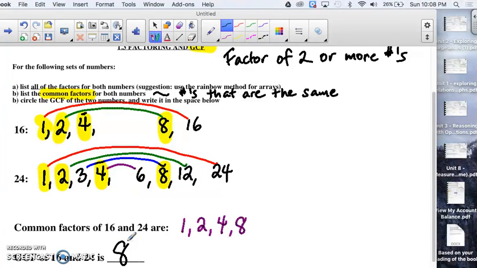Now, I encourage you to follow the same method that I did here for the example of 16 and 24 for the rest of the questions on your worksheet. So remember, our goal is to identify ultimately what the GCF is of two or more numbers. This is one method to identify GCF. There are other ways to do it, but when you're asked to list all of the factors and find the common factors, the best way to do it is to use the rainbow method in identifying all of the factors.